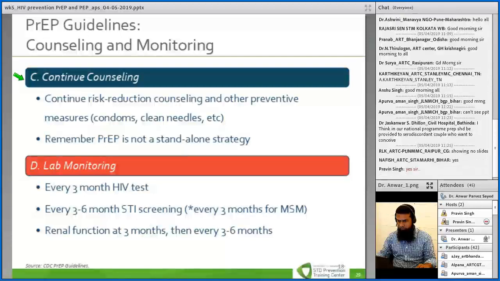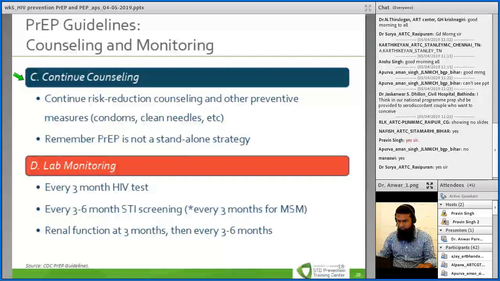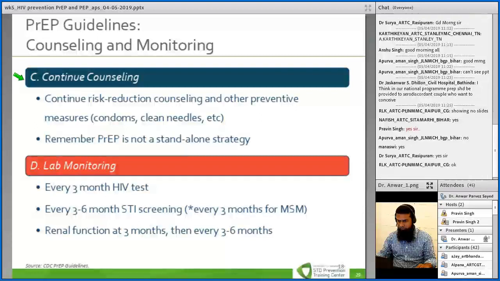Someone is not able to see this slide from Raipur. I hope others can see the slide. Okay, ART Center Raipur, you can check your connection. There's no problem from this side.